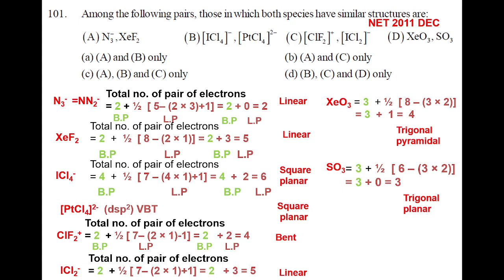So which two species have equal structure? We have N3 minus and XeF2, so A is there. So A everywhere, D is cutting, A, B, C. Again another square planar, so ICl4 minus, PtCl4 2 minus, so A, B. In case of C, not similar. So A and B only. So option number A is the right answer for this question.